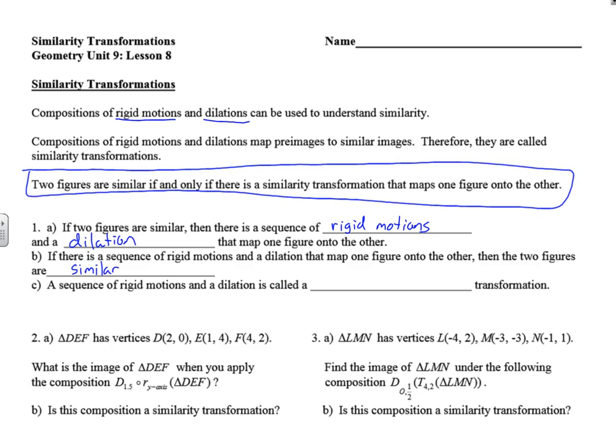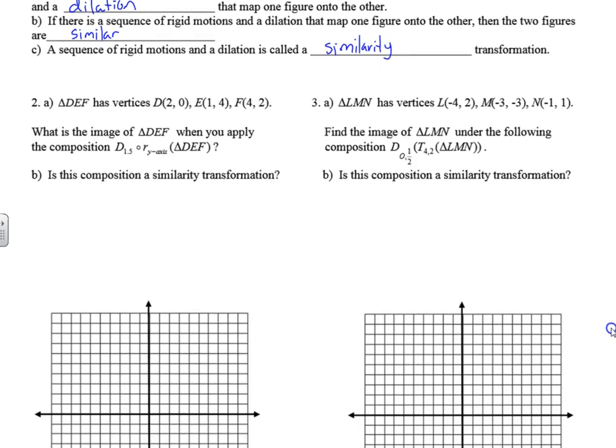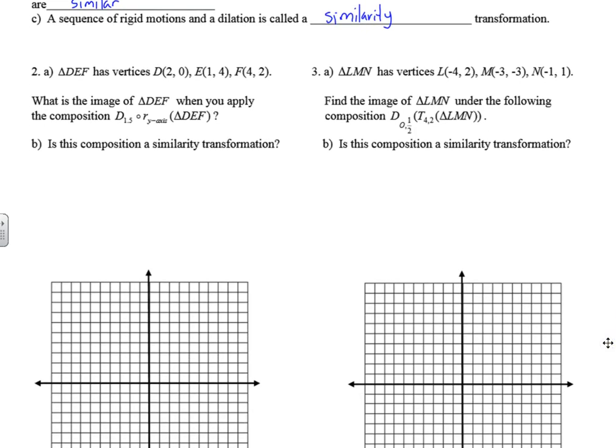A sequence of rigid motions and a dilation is called a similarity transformation. So we have congruence transformations, which we looked at before, which are only rigid motions. And now we have similarity transformations that map one image onto the other, but it has to include a dilation in order for it to be a similarity transformation.